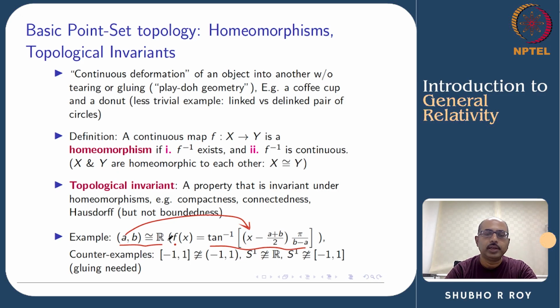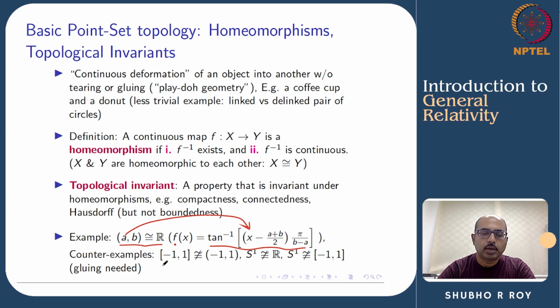Also, heuristically, you can think about taking an open interval and stretching the ends of it all the way to minus infinity and infinity. This is a continuous deformation because there is no tearing or gluing involved. So heuristically, this also makes sense. Every open interval, I can stretch indefinitely, and it will be converted into the real line.